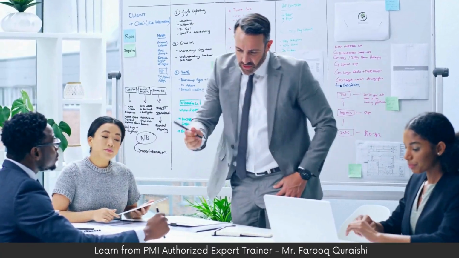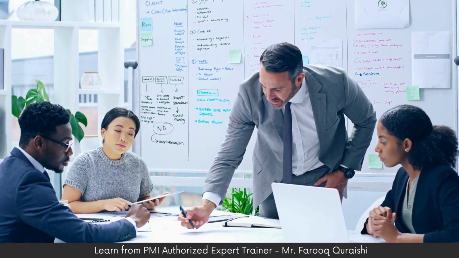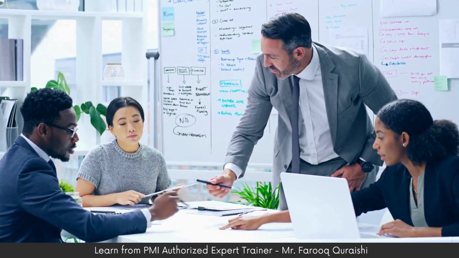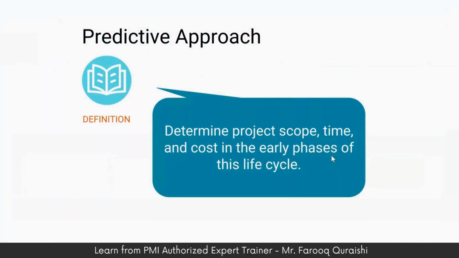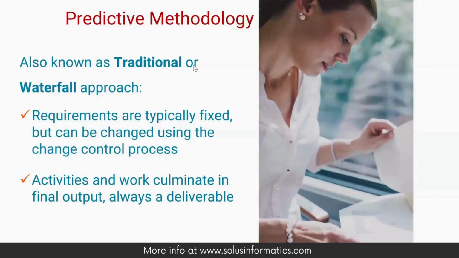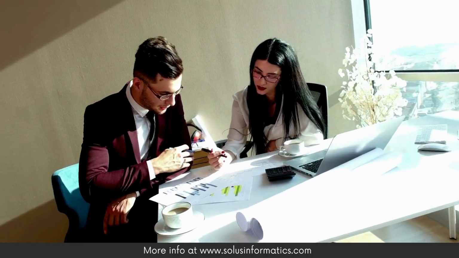So this approach includes a number of internal phases that are sequential and executed in chronological order. Predictive methodology expects to take advantage of high certainty around firm requirements, a stable team, and low risk, where you determine the project scope, time, and cost in the early phases of the life cycle. The predictive methodology is also known as the traditional waterfall approach or methodology, where requirements are typically fixed but can be changed using the change control process, going through the change control board by raising a change request. And activities and work culminate in a final output, always a deliverable.